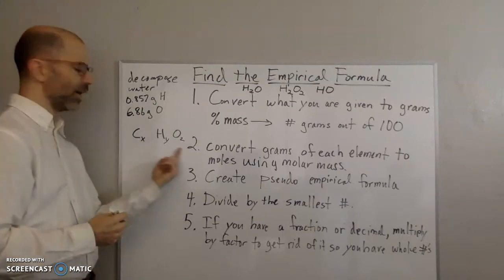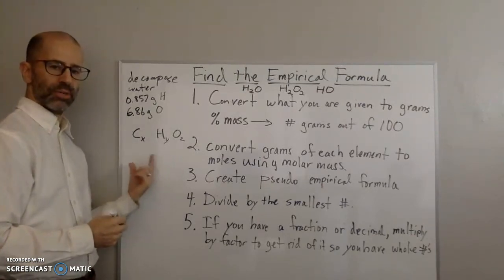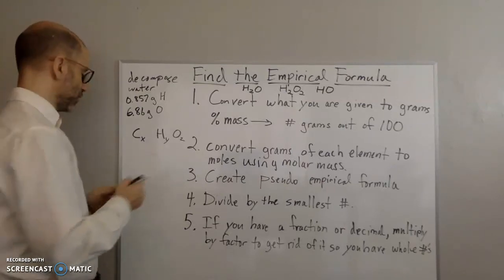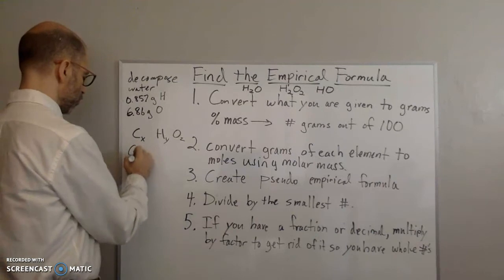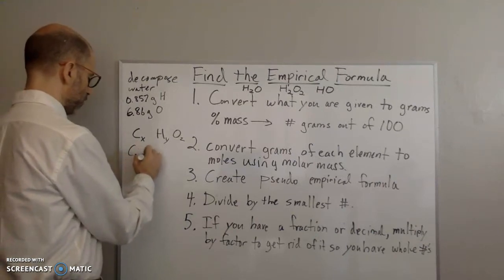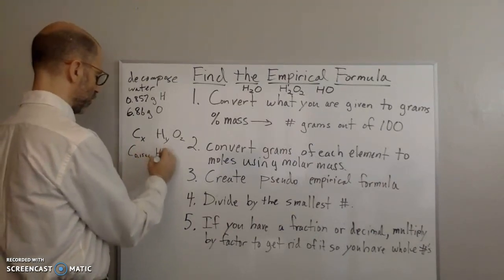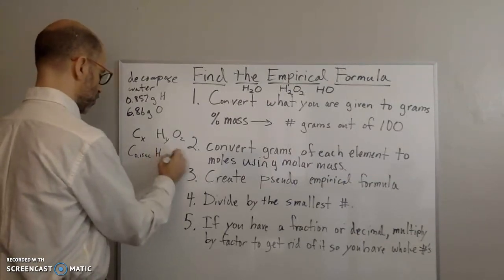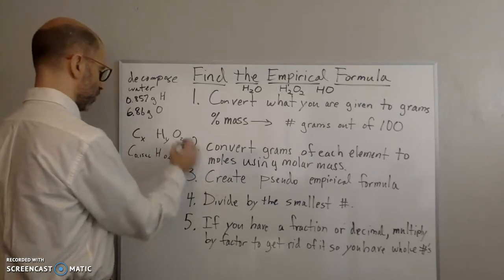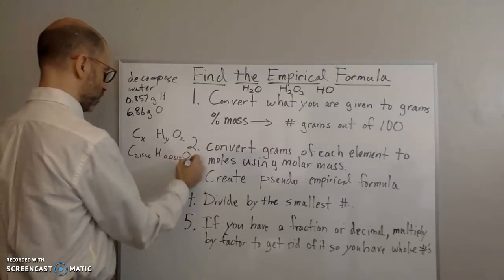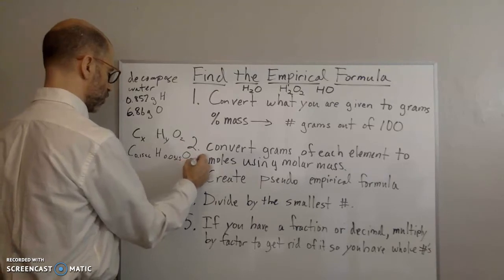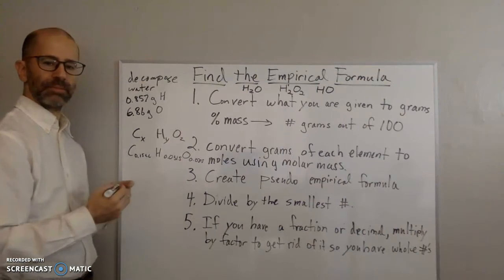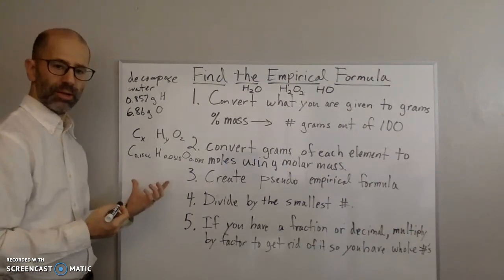These are not going to be nice whole numbers. They're going to be decimal numbers. So it could be like C to the 0.1526, and H to the 0.0315, and oxygen might be 0.0315 or something like that. So you'll get these ugly numbers, and that'll be your pseudo formula.